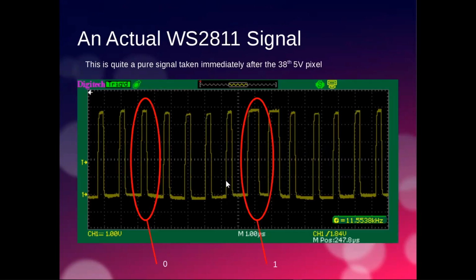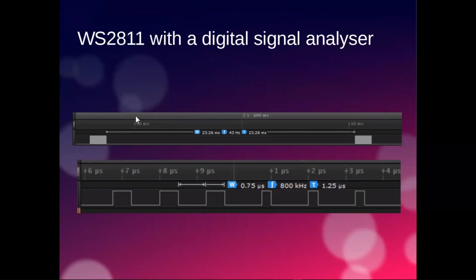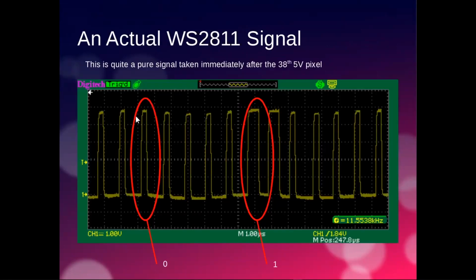So what does it really look like? Well, this is an oscilloscope sample. This one is taken immediately after the 38th pixel in my 5-volt pixels. It's a little wavy down here. That's some AC coupling that's come from the way I had it configured. But here you see a 0 and here you see a 1. What you'll also notice is that the waveform is nowhere near as nice as it was here. Right, and the reason is this is how the computer sees it, right? This is what the voltage actually looks like on the wire. And so you get a few artifacts here.